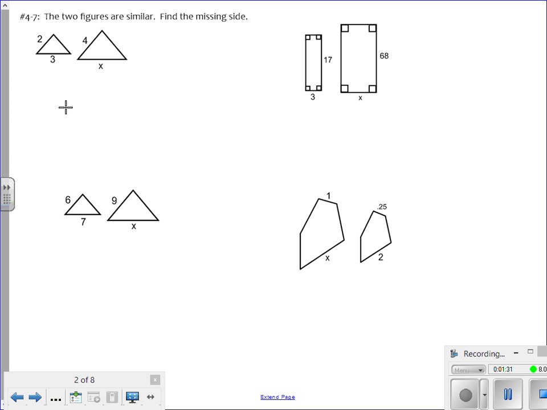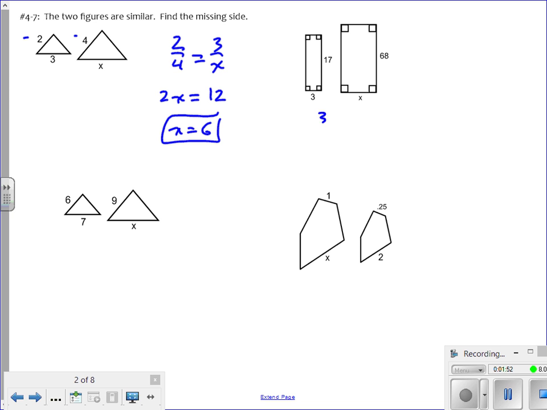Alright. Here, if they are similar, find the missing side. So this is just a matter of setting up your proportions. Excuse me, started to set that up wrong. So we have 2 over 4. Right, so we go 2 to 4, and that equals 3 over x. So we cross multiply. 2x equals 12, so x equals 6.